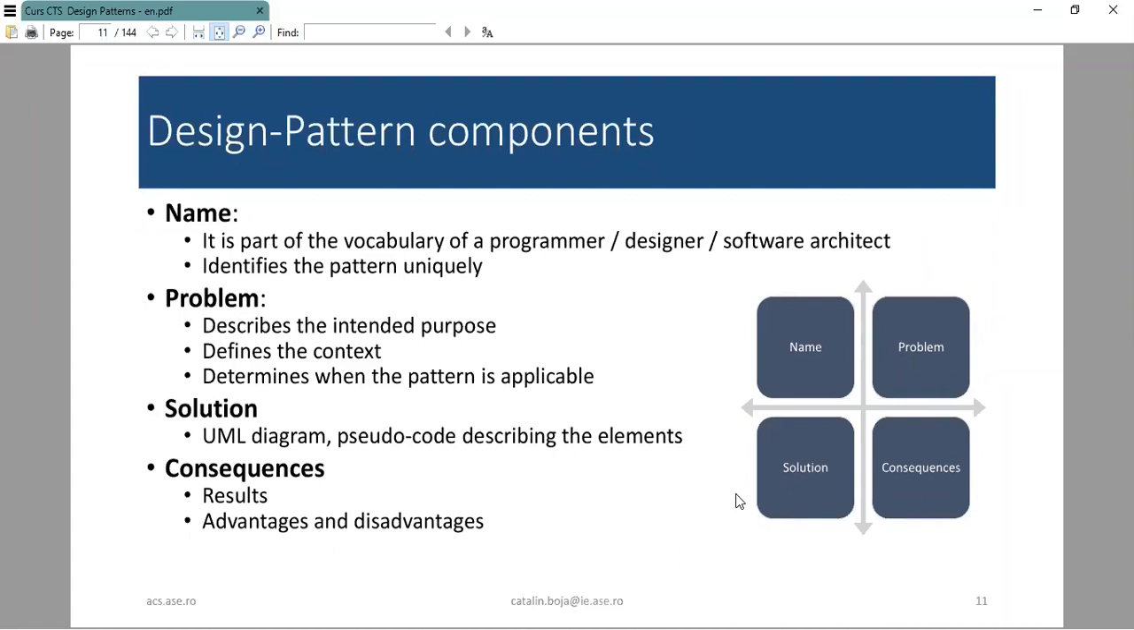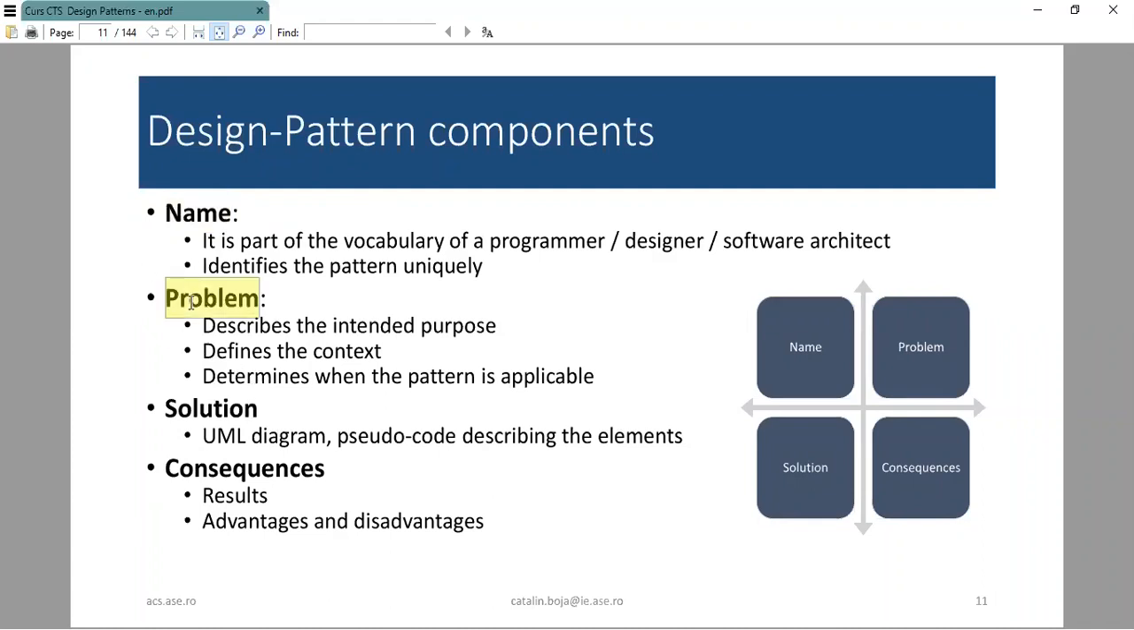So the 4 properties of a pattern are: name, and this is standard. If we say command, if we say singleton, if we say observer, any of the keywords that you will see, they are standard. So don't try to call a singleton by a different name, like the class that doesn't have a public constructor. We will use singleton. So the name is important, and you will actually learn it because we will say it multiple times during the course. And in the end, the name will stick in your head.